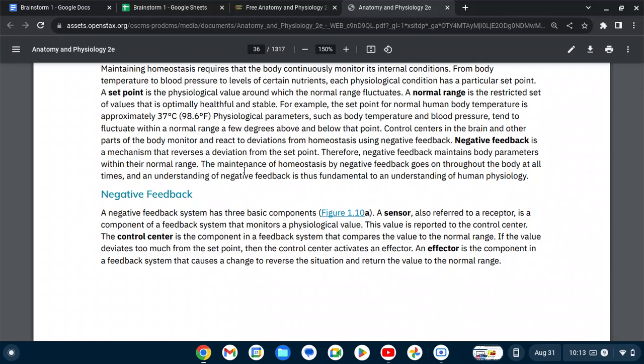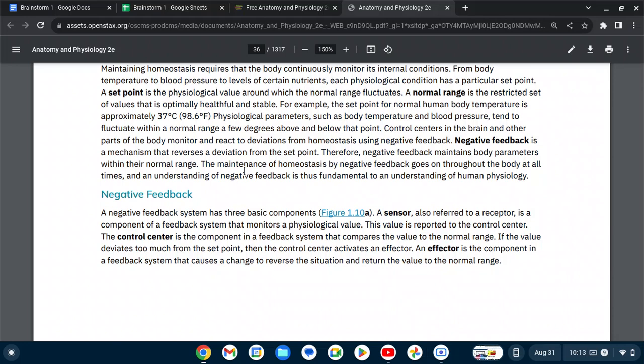Negative feedback is a mechanism that reverses a deviation from the set point. Therefore, negative feedback maintains body parameters within their normal range. The maintenance of homeostasis by negative feedback goes on throughout the body at all times, and an understanding of negative feedback is thus fundamental to an understanding of human physiology.